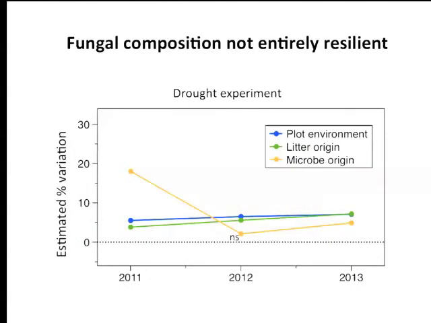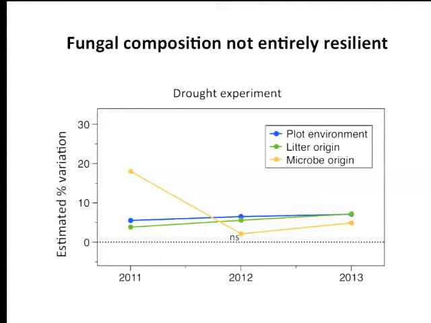So this is the drought experiment, and just focus on the orange line. This is the effect of microbial origin on fungi over time. Initially there's a very strong effect that you saw in the distinct colors separating. In 2012 we actually don't see a significant effect, but there is one that persists in 2013.